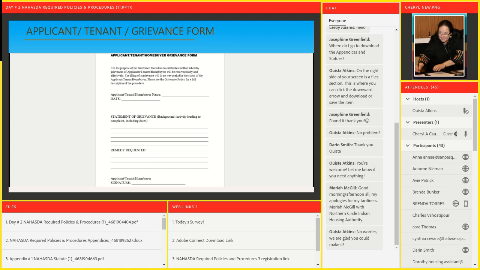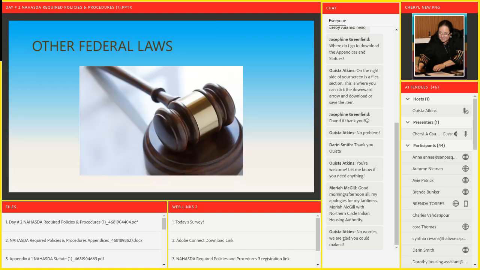So you should have an applicant-tenant grievance form: statement of grievance, background activity leading to the complaint, including the dates, and what kind of remedy they want. It's the purpose of the grievance procedure to establish a method whereby grievances of tenants and home buyers or applicants will be resolved fairly and effectively. The filing of a grievance will in no way prejudice the status of the applicant, tenant, or home buyer. Please see the grievance policy for a full description of the procedure and make sure that they always sign and date it. So that is a standard form that you should have within your office.